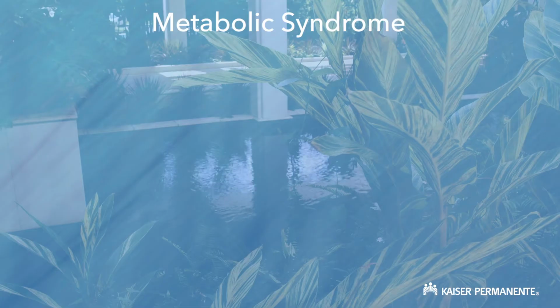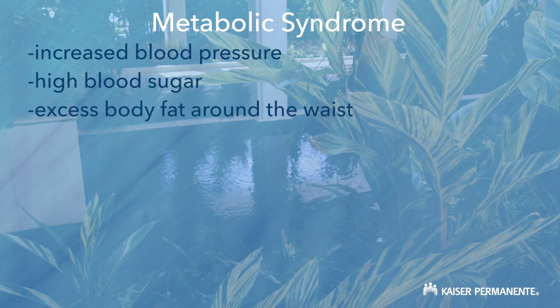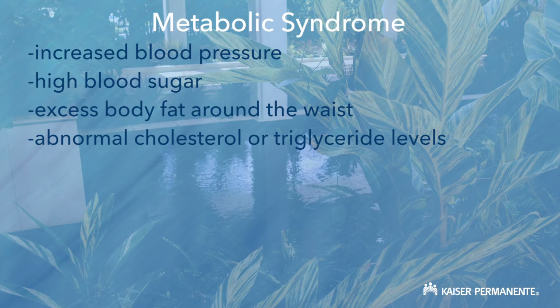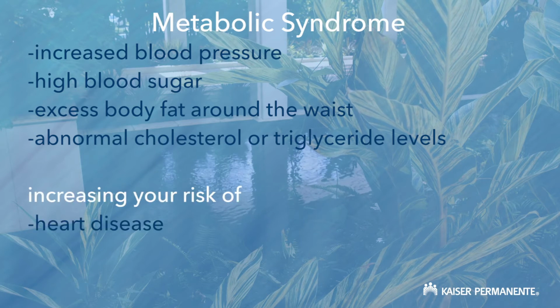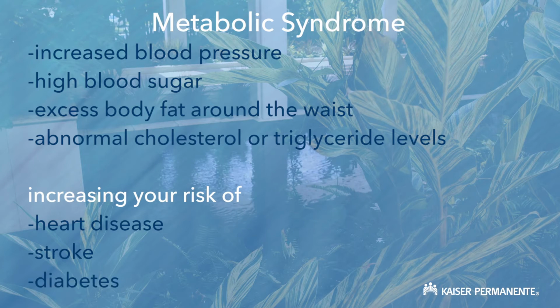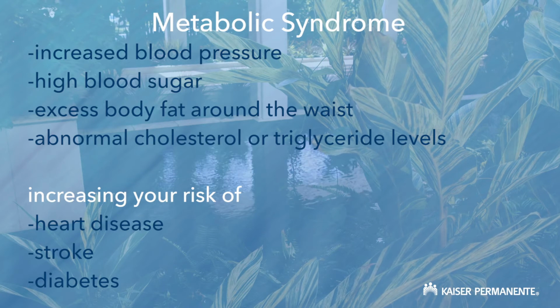In non-alcoholic fatty liver disease, excess body fat leads to problems with the body's normal metabolism and a cluster of conditions called metabolic syndrome. This can include increased blood pressure, high blood sugar, excess body fat, especially around the waist, and abnormal cholesterol or triglyceride levels. Not only are people with metabolic syndrome at risk of developing NAFLD, but they are also at risk for heart disease, stroke, and diabetes. Metabolic syndrome is very common and occurs in 1 in 3 adults in the United States.